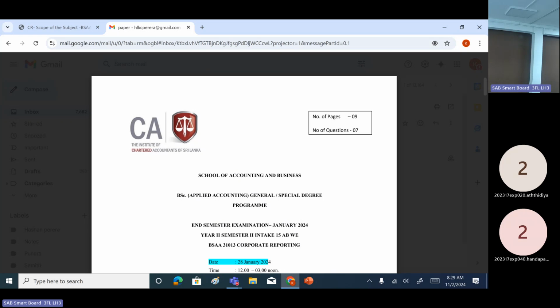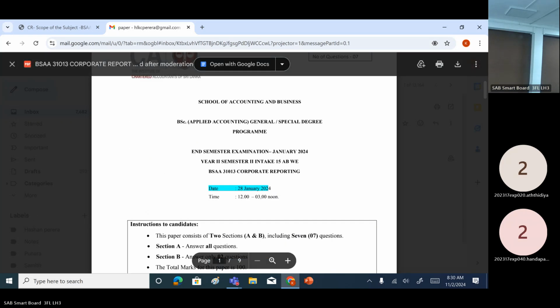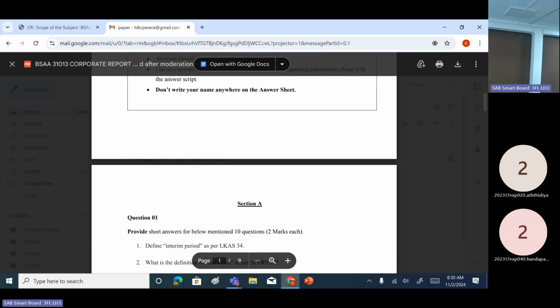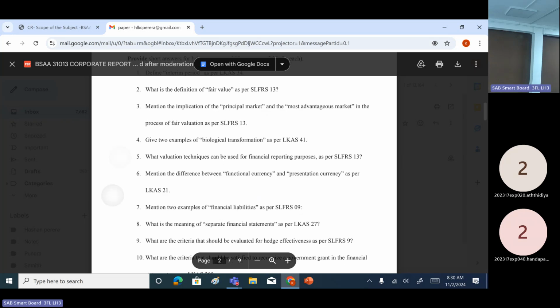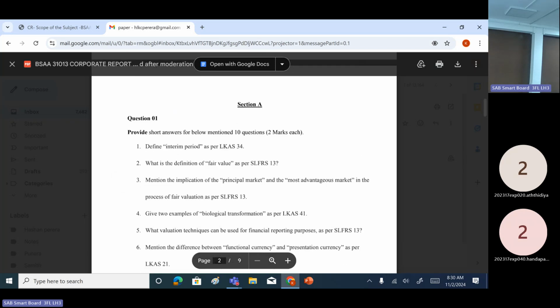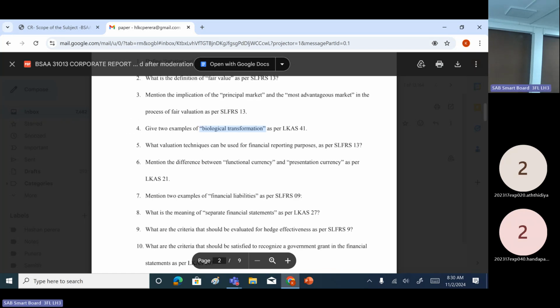So this is the paper structure. We need to be ready for this type of paper. Just the 15 AD weekend, 100 marks given. Same way, what is the subject? We have 10 questions relating to each and every standard. So to address this, you have to be an expert in each and every standard. Like you can see, 34, 13, 13 again, 41, 13, 21, 9, 27, 9, 20.